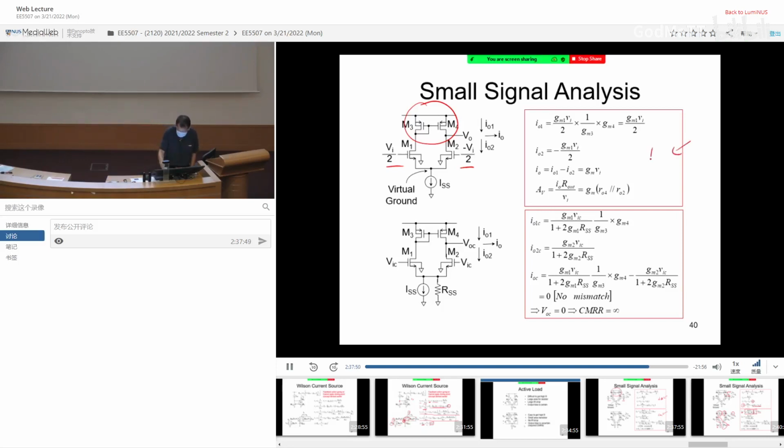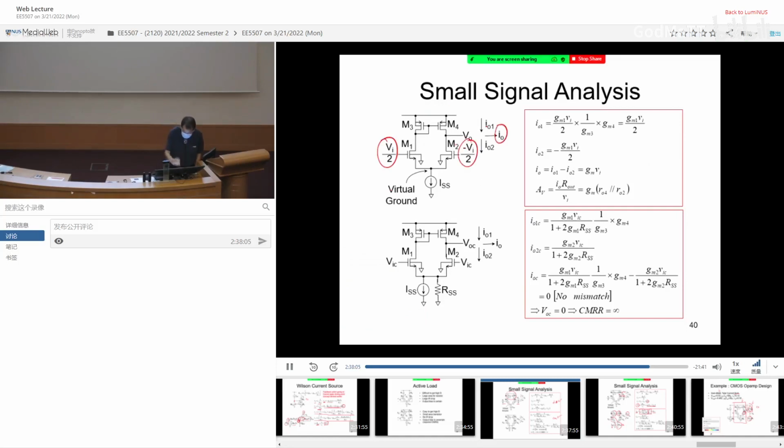So, the top one, this is differential, and this is the common mode. So, for the differential wise, let's look at the current. When your one side have Vi over 2, the other side have minus Vi over 2, let's figure out the current output. The current output is simply given by I01 minus I02. That will be the output current. Okay? And again, we make use of the seesaw mechanism. So this is actually a virtual ground.